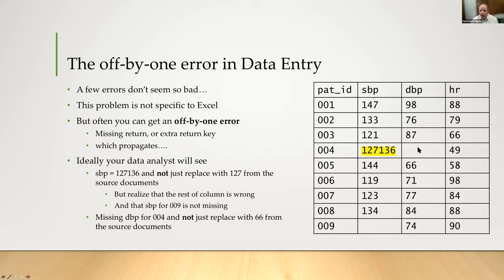Or similarly, if you hit an extra return here and you have a missing row, a cell of data, when your data entry person, who sometimes is wildly underpaid, gets to the end and says, huh, that's weird, I have an extra number, you would hope they would let you know and figure out that, hey, this one belongs to patient 4, this one to patient 5. But if they don't, if they just shrug their shoulders and move on, instead of having one error, you've got a whole column of errors after that problem. So it's really important to think about off by one errors and figure out ways to make data entry more foolproof.